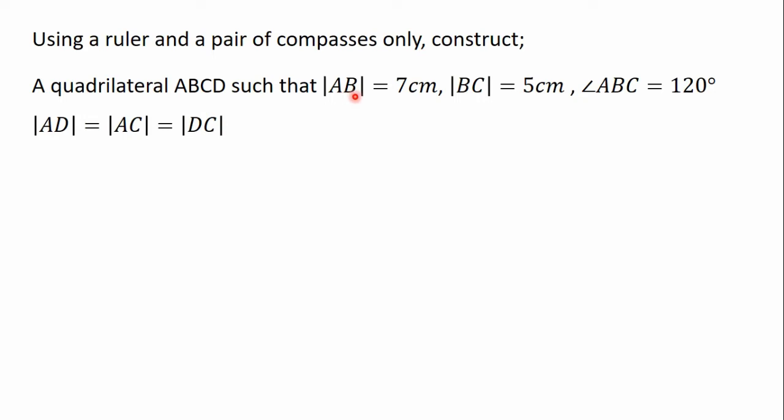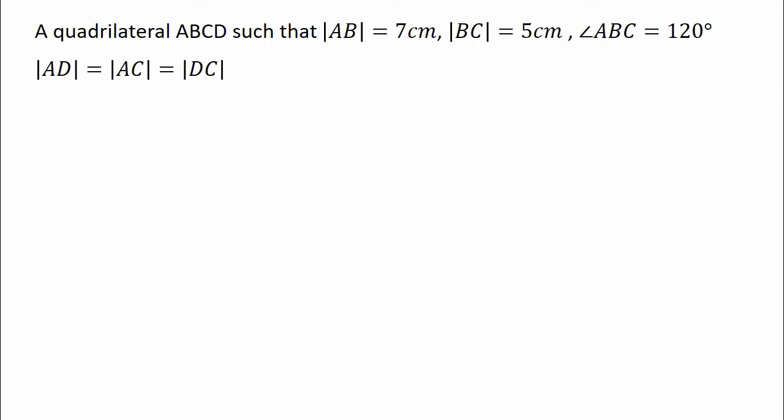We have AB, which has B in it, and BC, which also has B in it. So we can choose any one of them as the base. I'm going to choose the side AB as my base. So the side AB, which has the length 7 centimeters, is going to be my base. Now let's begin the construction.